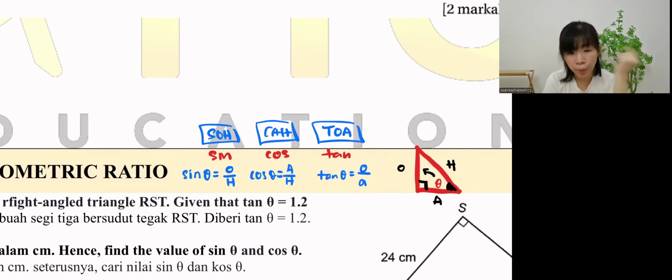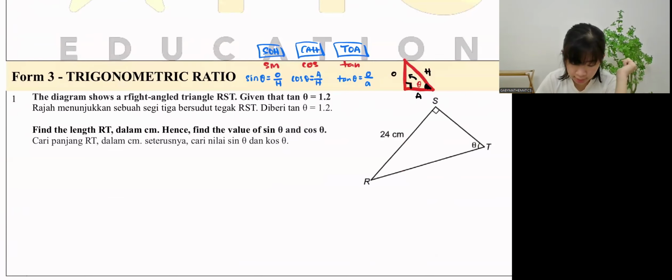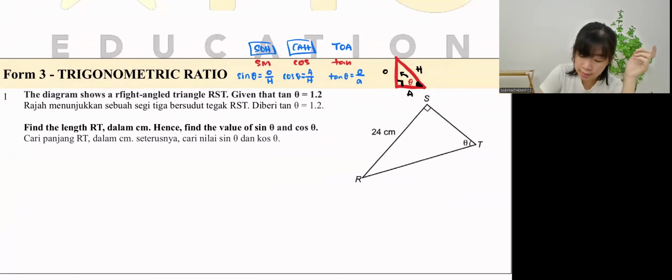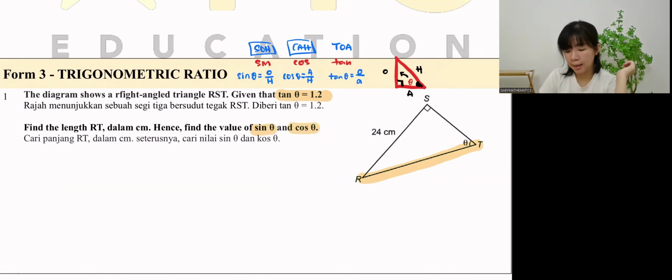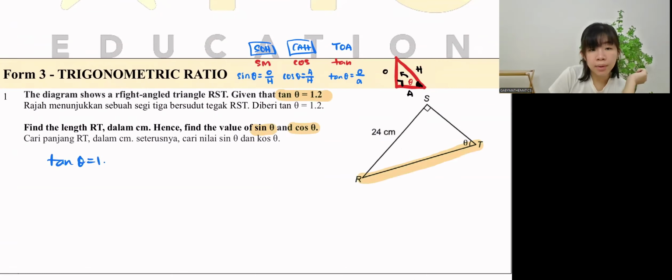Okay, now let's look at the first question. In the diagram shows right angle triangle RST. Given that tangent theta is 1.2, find the length of RT. Need to find RT in cm. At the end, you need to find sine theta and also cos theta. They give us this tangent theta 1.2.